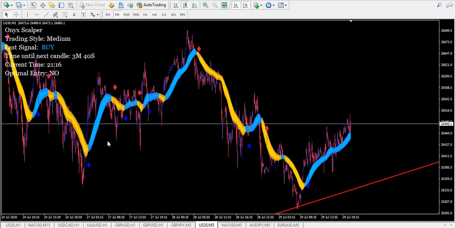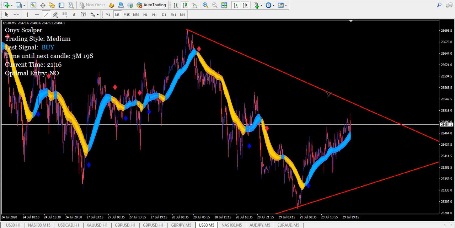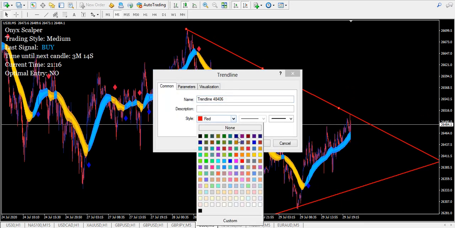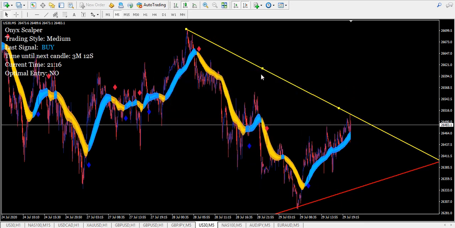Oh Lord, I thought it was going to take long to load, but anyways, we're back. You go to the 5-minute. So it's not always necessary for you to start on the H1. You can just hop up on this and then start trading. But in this case, you are going to do the trend lines on the 5-minute as well. You started on the H1, now you're going to do it on the 5-minute. And then I'm just going to change this to a different color. Then we'll make that yellow, just to make it easy for you guys to see.